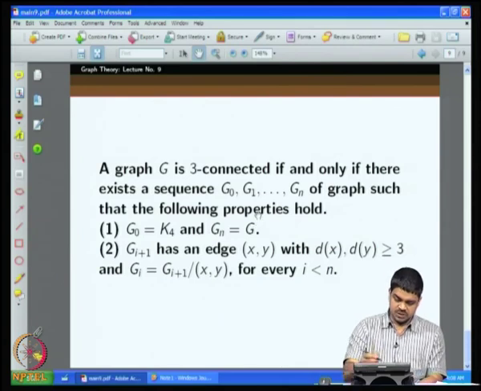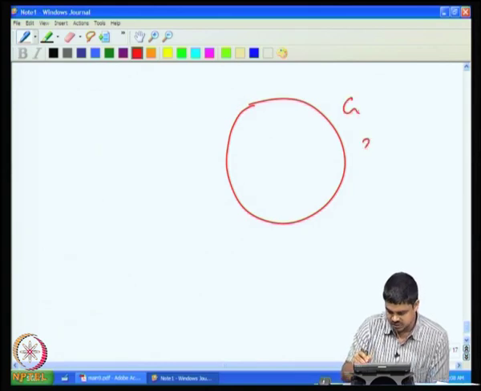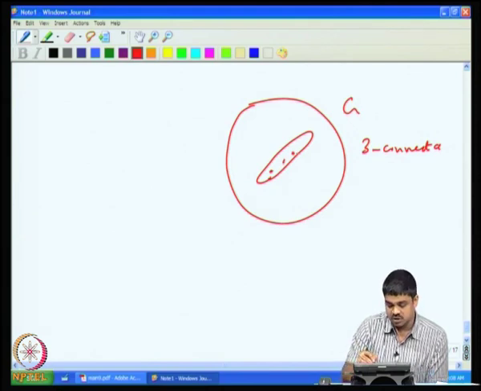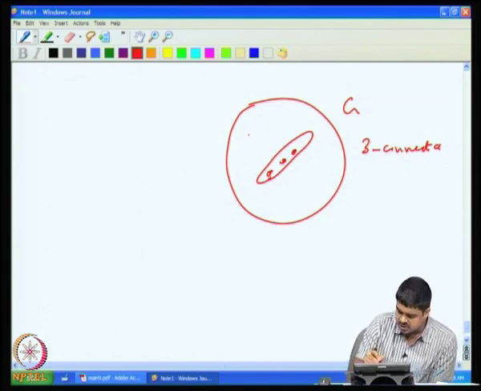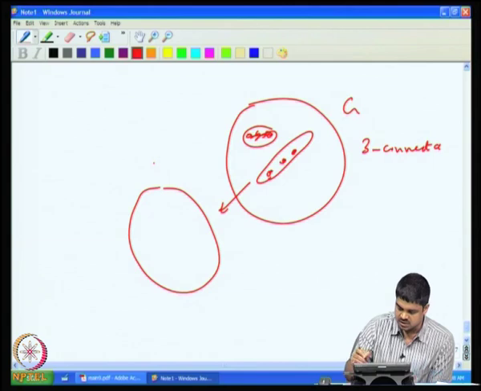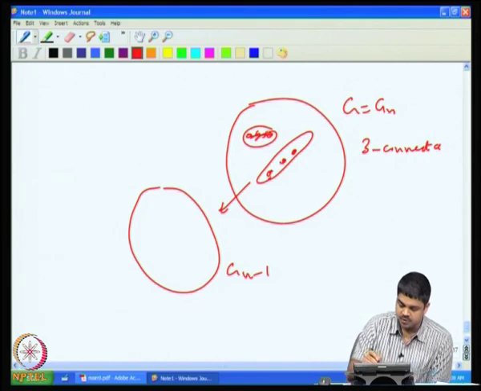Or in other words, suppose you are given the graph G. We say that it is 3 connected. That means to disconnect this graph you need to remove at least 3 vertices, otherwise it will not disconnect at all. Now, in such a graph we can find some edge such that it can be contracted, and then you will get a smaller graph which is again 3 connected. This is Gn, this is Gn minus 1. By contracting the edge, the number of vertices is reduced by 1.